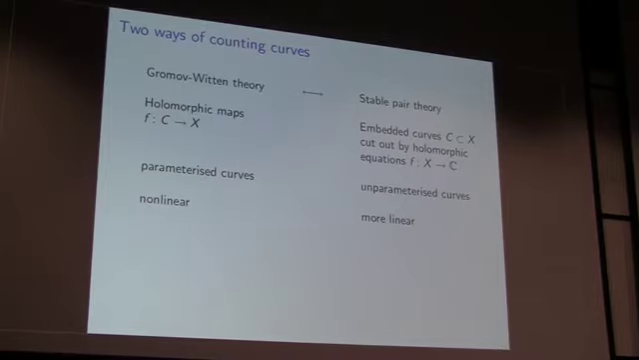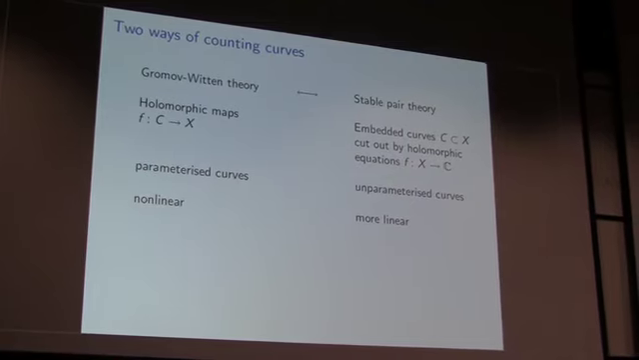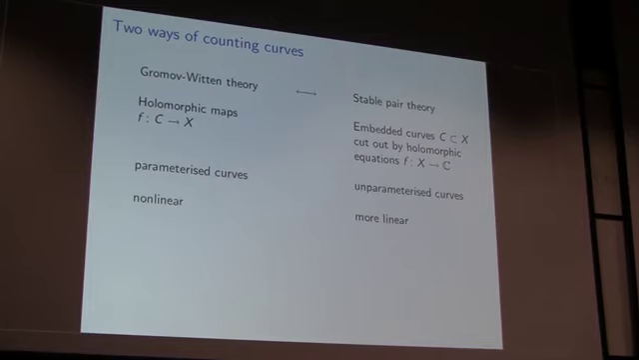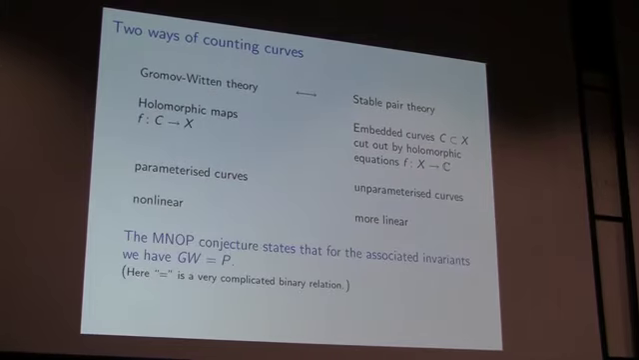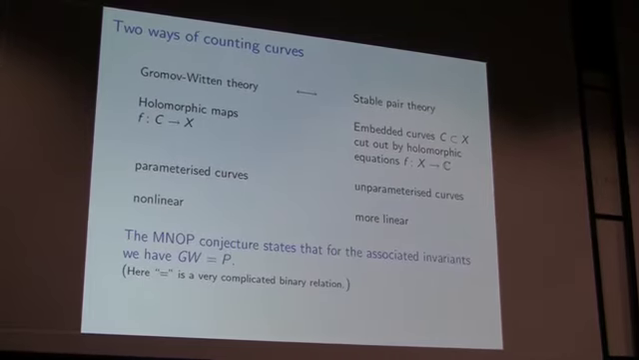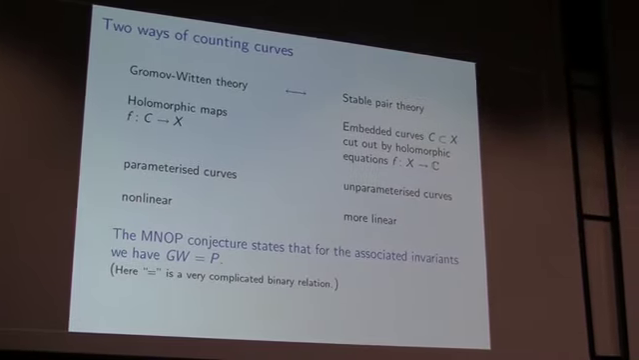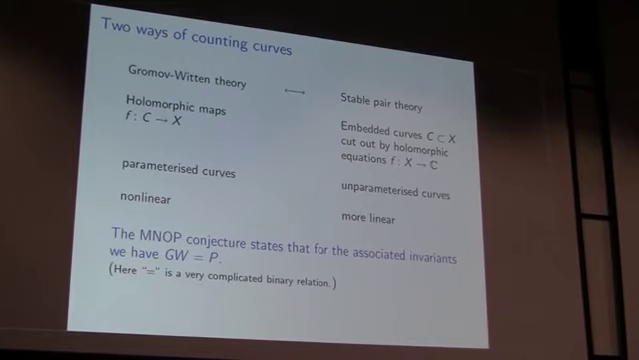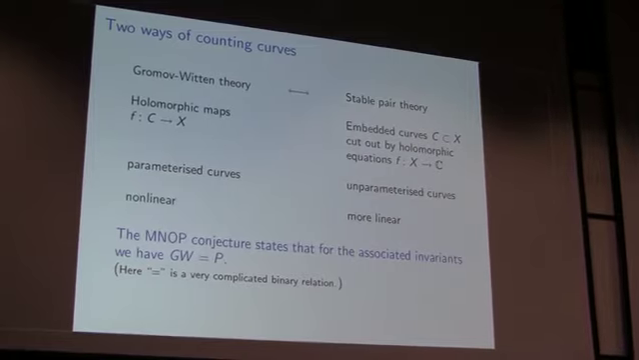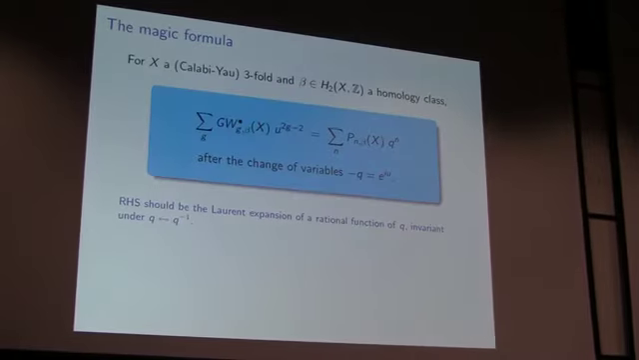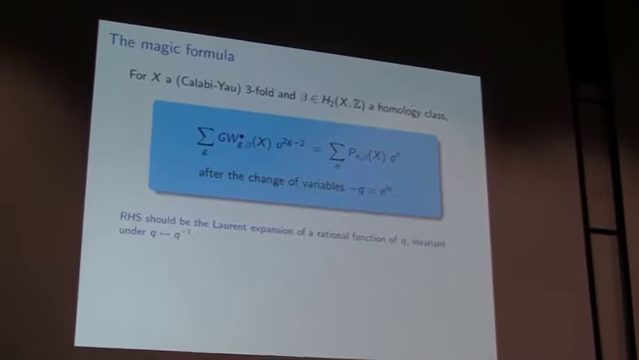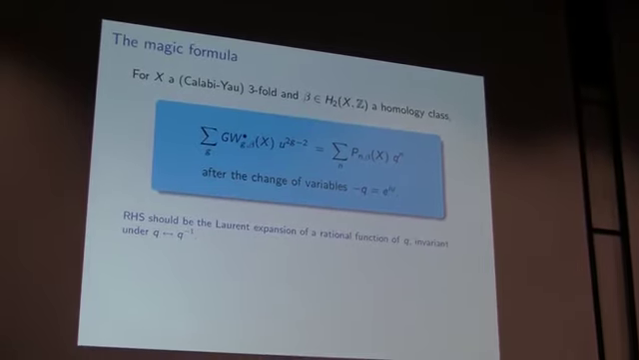This is a very nonlinear situation, as we've discussed, almost impossible to compute. This is a much more linear situation because you can add equations, essentially. And the MNOP conjecture states that the invariants you get on this side, so GW, and the invariants you get on this side, with P for pairs, are equal. But equal is a very complicated thing in the subject. So it looks like this. So they're not equal in a very simple way.